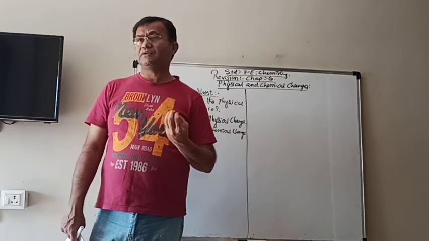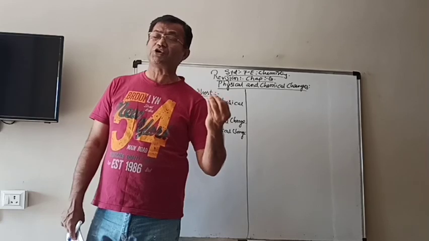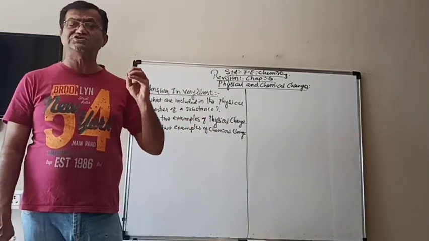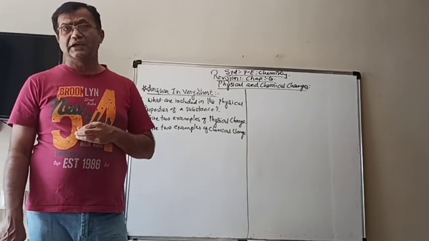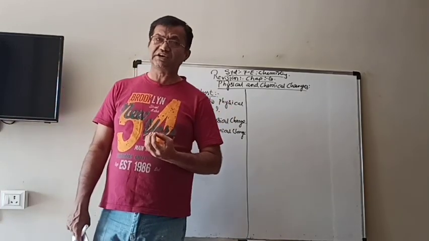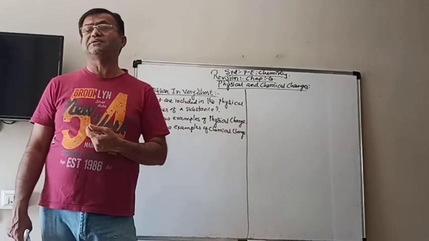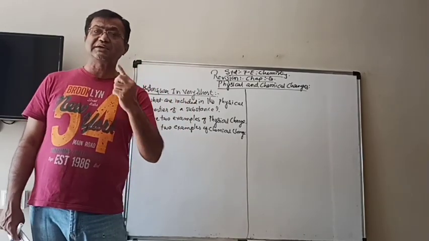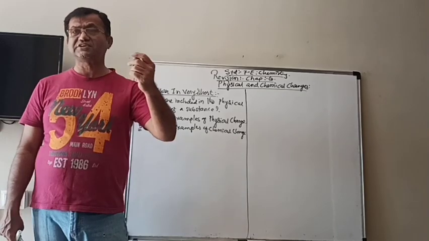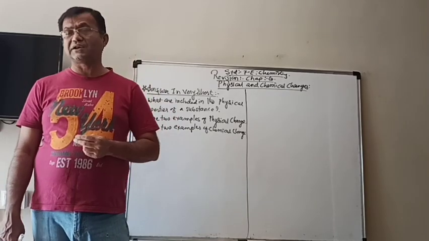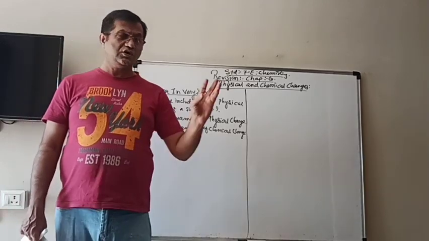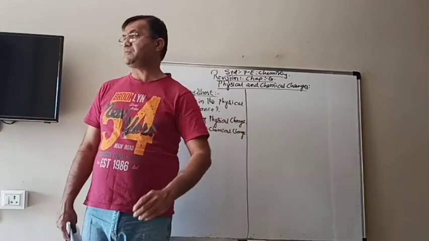Another example, also most common, is rusting of iron. When iron articles are kept open in moist weather, they react with oxygen from the atmosphere and make iron oxide, which deposits a layer of brown colored powder, which is rust. So rusting of iron is a chemical change.